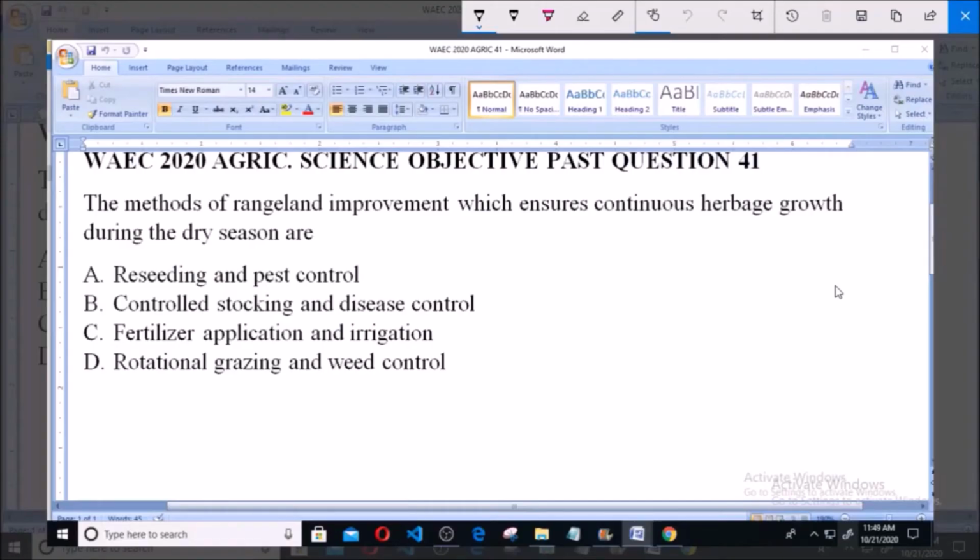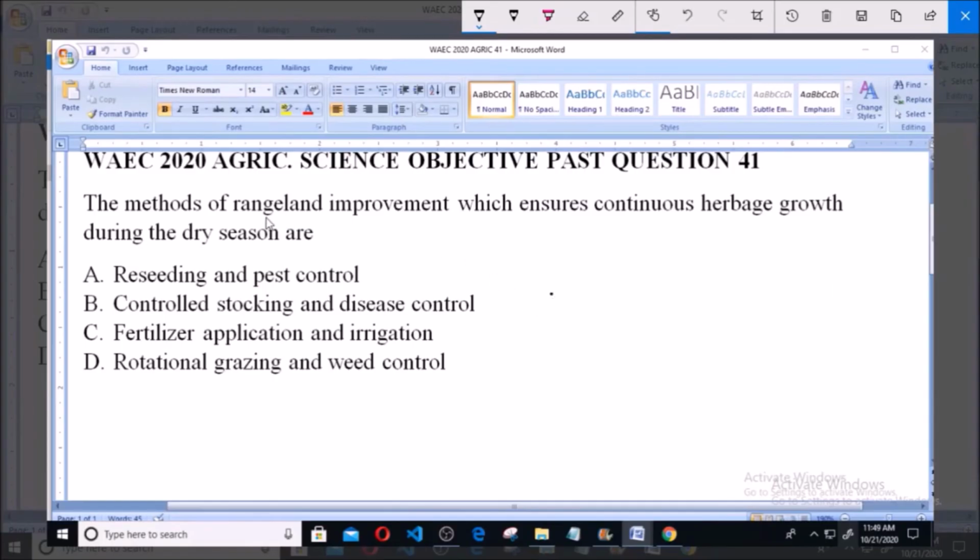Hello and welcome. I'll be answering WAEC 2020 Agric Science Objective Past Question 41. The methods of rangeland improvement which ensure continuous herbage growth during the dry season are A. Reseeding and pest control, B. Controlled stocking and disease control, C. Fertilizer application and irrigation, D. Rotational grazing and weed control.